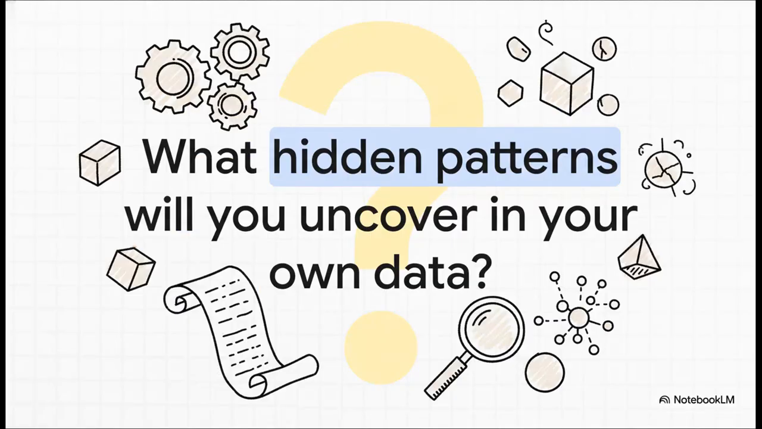So, at the end of the day, autoencoders are all about one thing: finding that essential, hidden structure inside complex data. They're like a key for unlocking the core patterns that we could never see on our own. Which really just leaves one final question to think about. Now that you have these blueprints, what hidden patterns will you uncover?